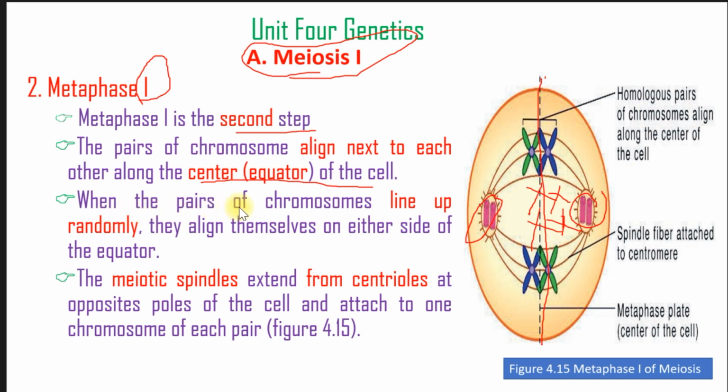So when the pair of chromosomes line up randomly, they align themselves on either side of the equator. So the meiotic spindles extend from the centrioles.